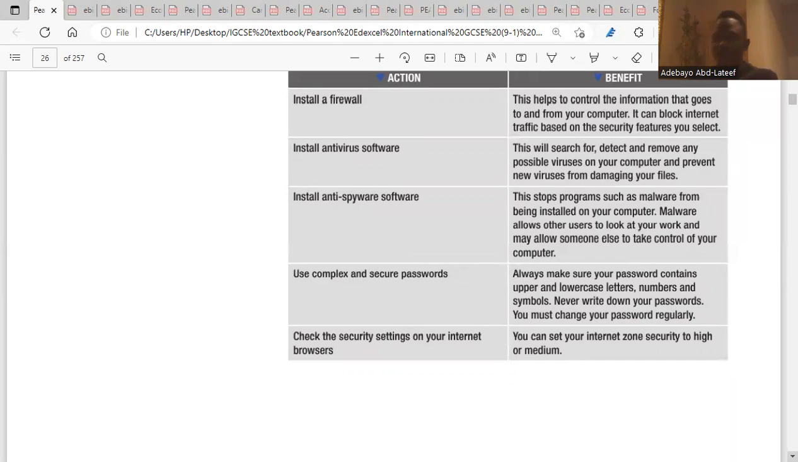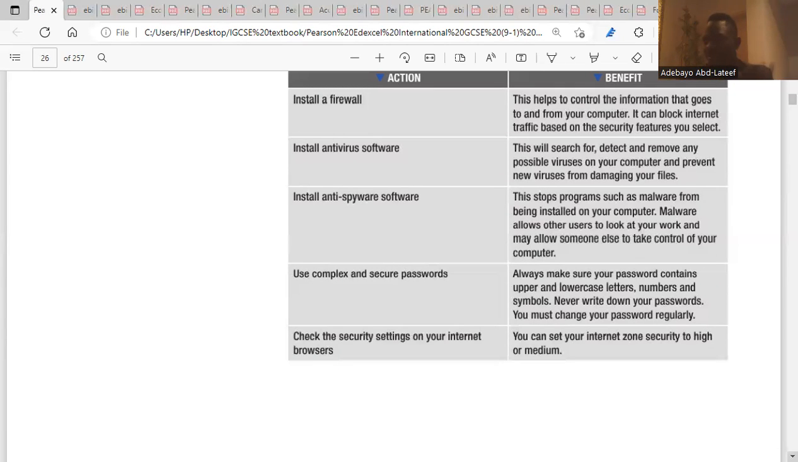Do you understand? So in as much as they cannot spy into what you do, they don't have access to what you do, they cannot control your system. But if you don't install it, they might take control of your system, and your company might be in a problem with that. Do you understand? The fourth one, use complex and secure passwords.